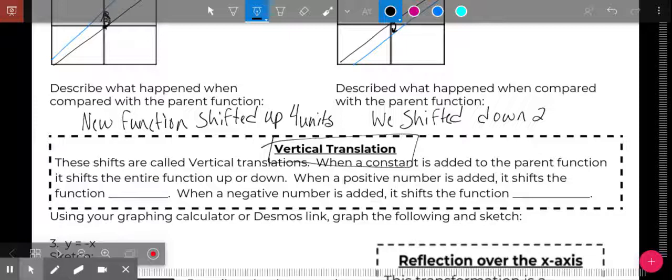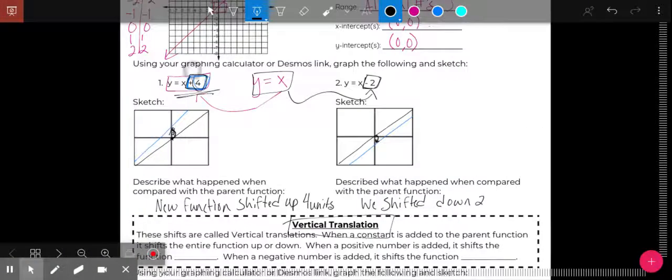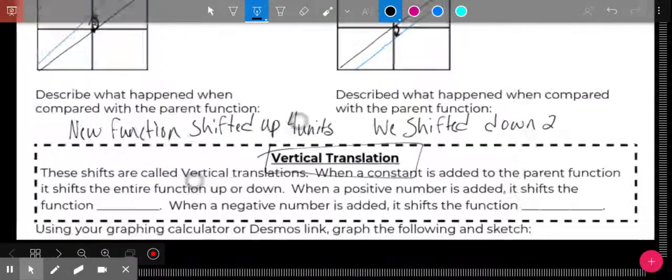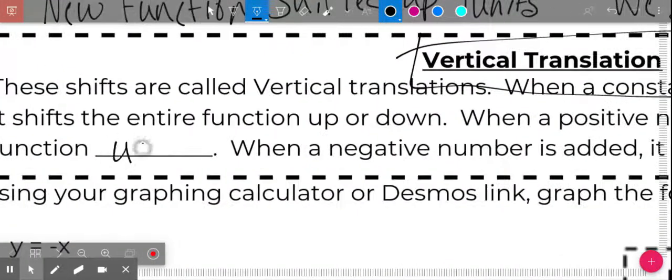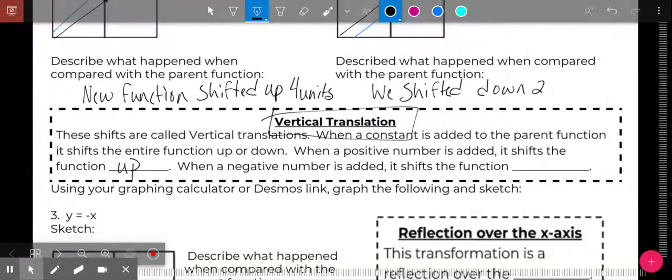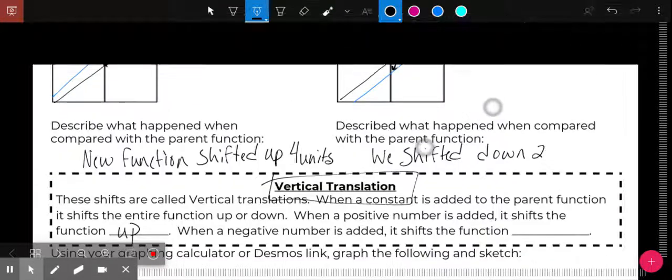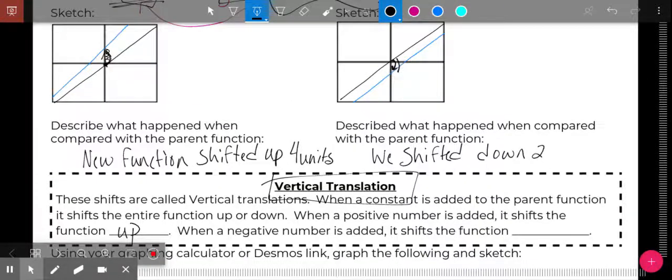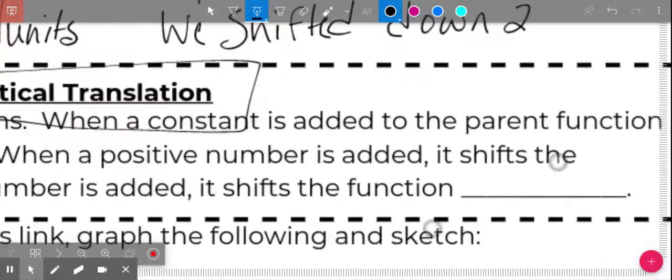When a constant is added to the parent function, it shifts the entire function up or down. When a positive number is added, it shifts the function. What we said, when we added 4, it shifted up 4. So it shifts the function up. When a negative number is added, it shifts the function. If we looked at this, we went down here. So it shifts the function down.